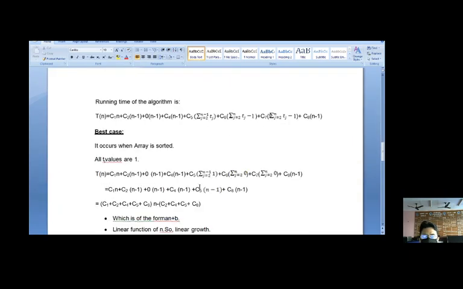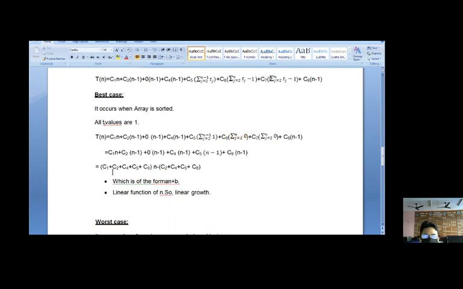So the terms associated with C6 and C7 will become 0. The final expression will be (C1 plus C2 plus C4 plus C5 plus C8) into n minus (C2 plus C4 plus C5 plus C8), which is of the form an plus b. So this is a linear function, and T(n) is of the order of n. It means that in insertion sort, in the best case, it shows linear growth.